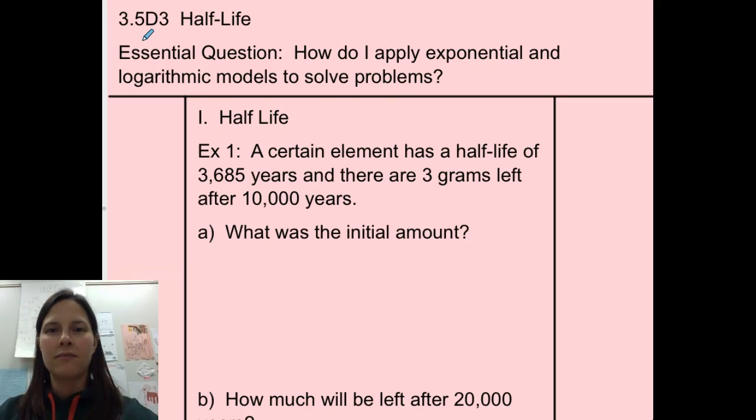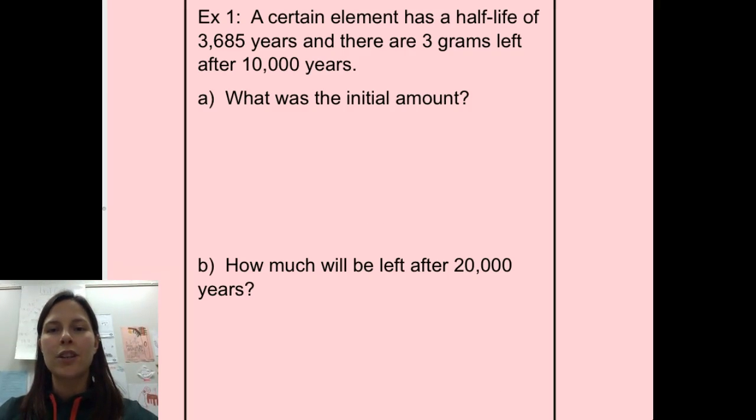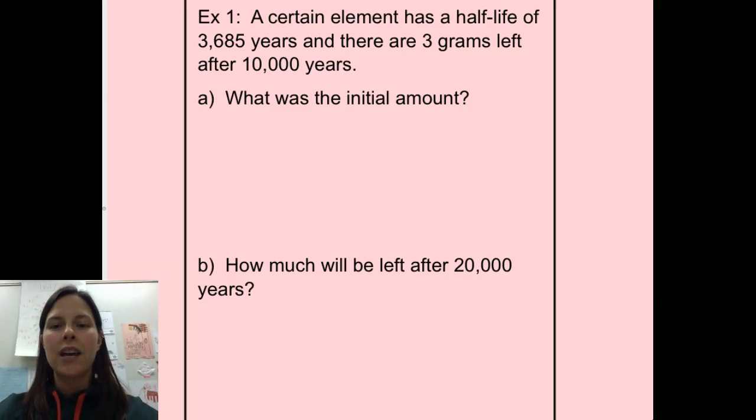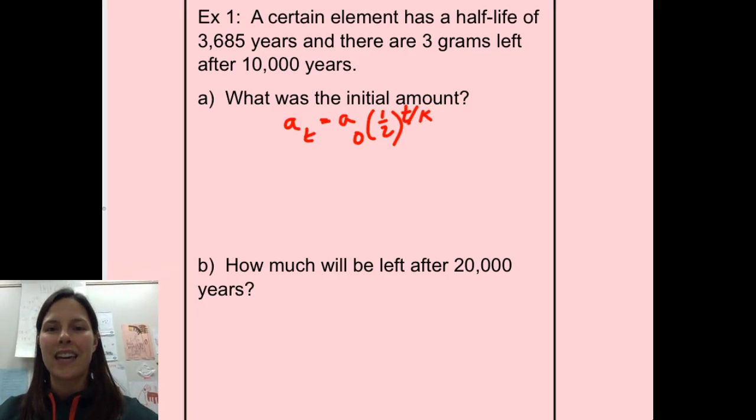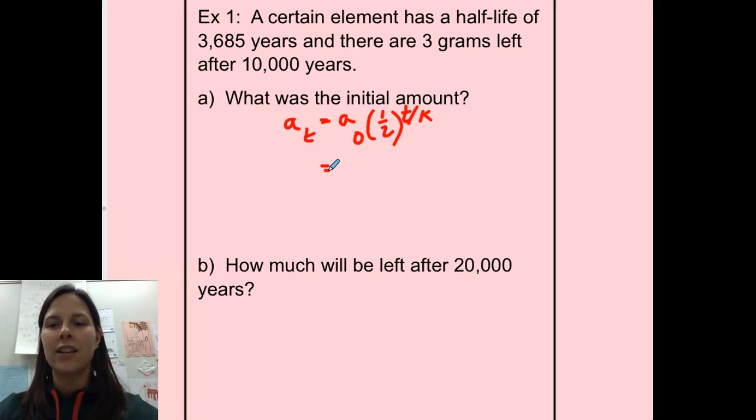our half-life formula. Our first question, we're looking for what is the initial amount. I like to write the formula down so I can see exactly where I'm subbing each value in. The one tricky part of this formula, I think, is that K. It's the half-life of the element. So we're told a certain element has a half-life of 3,685 years. So that will go in the denominator of our power.